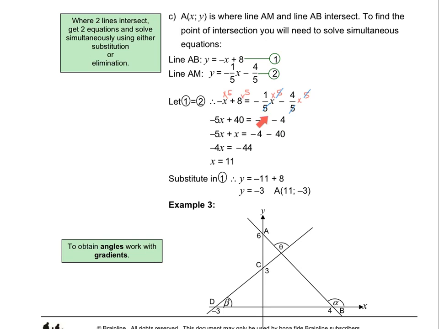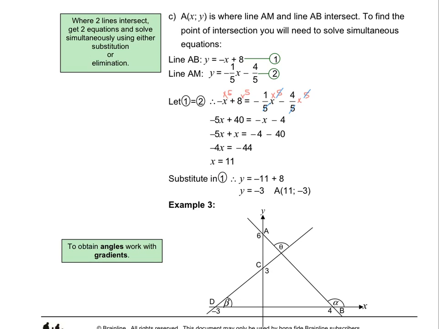Then the variables are taken to one side and the constant value is taken to the other side. So minus x taken to the left becomes a plus x, and minus 5x plus 1x is minus 4x. Then the constant values, the 40 taken to the right hand side becomes minus 40, so minus 4 minus 40 is minus 44. To get x alone, I divide by the minus 4 on both sides, and minus 44 divided by minus 4 gives me x equal to positive 11.